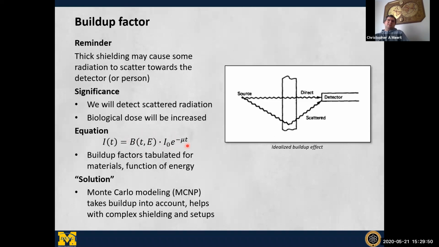And you can imagine this calculation might get quite difficult if you have a very complex shield, or if you have a lot of geometry in your room. So a solution to get around having to do all these corrections by hand is to use Monte Carlo modeling or simulation, a code like MCNP, that will take into account all the buildup effects and any other scattering terms. I think that'll be discussed more at a later week. So any questions on that before I move on?